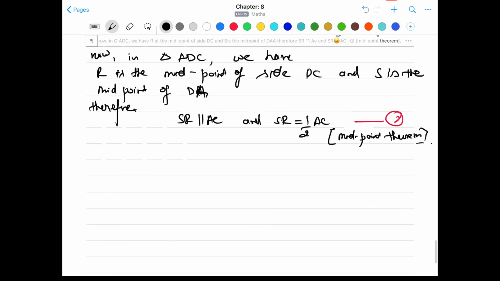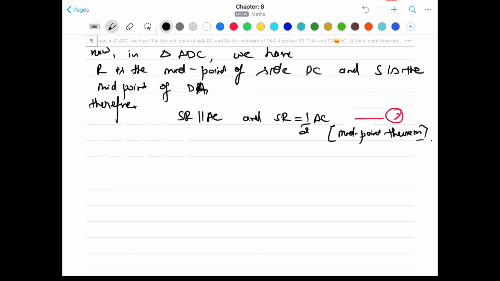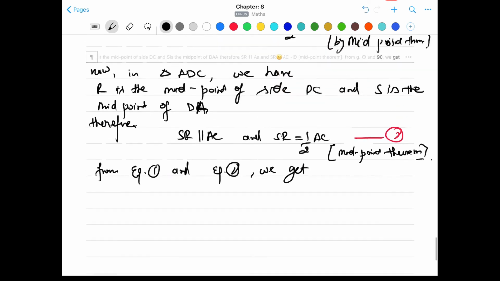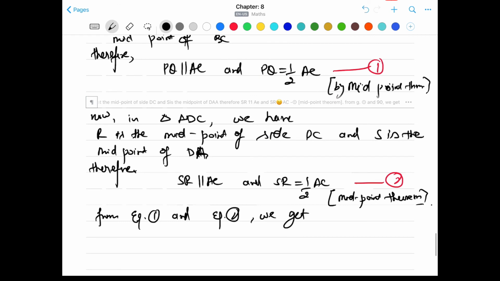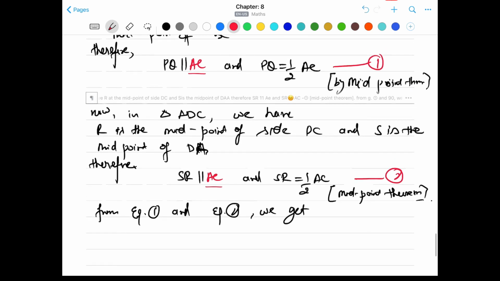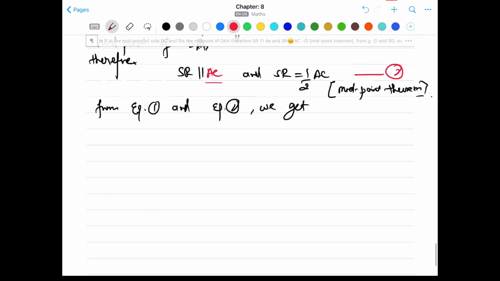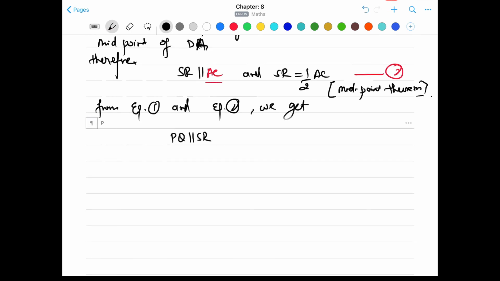Okay, so now from equation 1 and equation 2 we get, you can see that PQ is parallel to AC and here SR is also parallel to AC. Since PQ and SR both are parallel to AC, that means they are also parallel to each other. So from equation 1 and 2 we get PQ is parallel to SR.